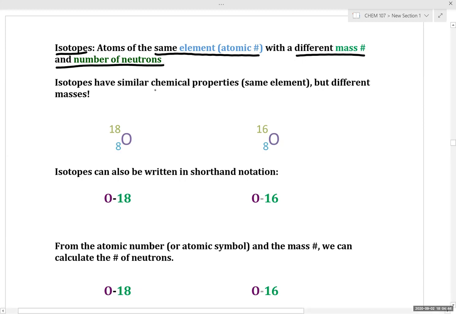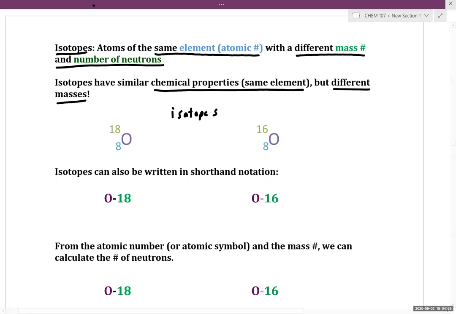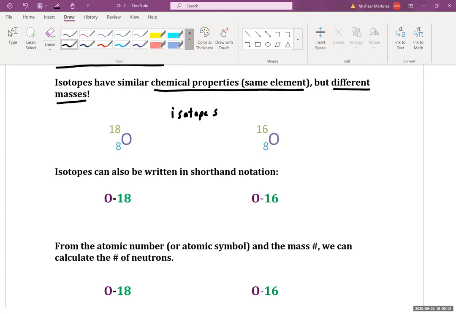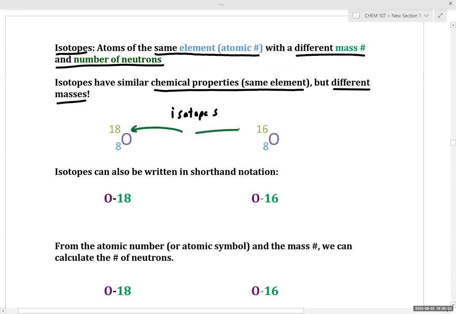Isotopes have almost identical chemical properties. They're the same element, but they have different masses. So for example, O18 and O16 would be considered isotopes because we're dealing with the same element. However, they have a different mass number.